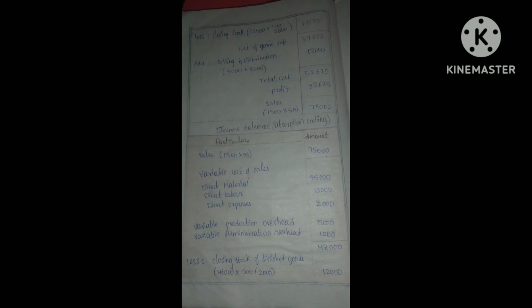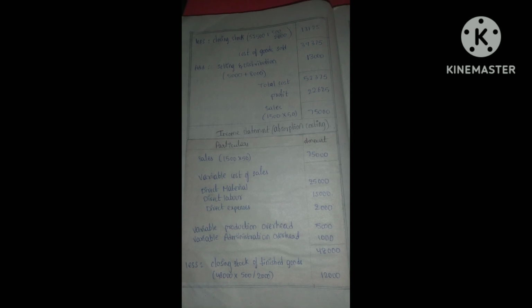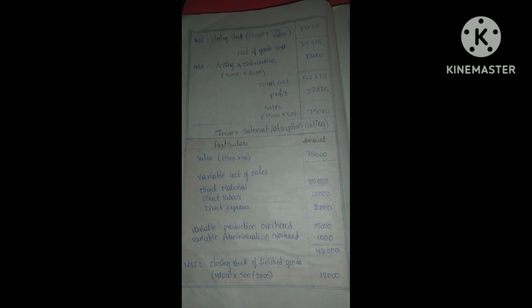we will get 13,125. Now subtract it from the cost of production, that is 52,500 minus 13,125, so we will get 39,375, so that is the cost of goods sold. Now add selling and distribution.